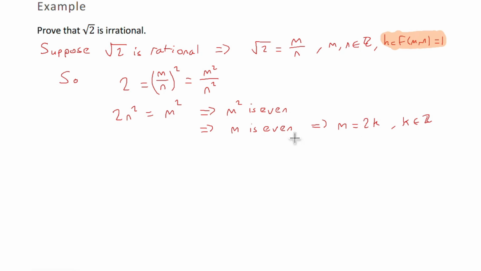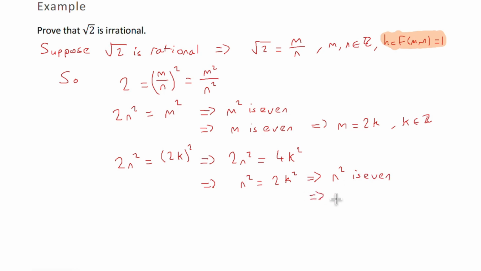Now we're going to substitute that m back into this here. So that means we have 2n squared is equal to (2k) squared. So that means that 2n squared is equal to 4k squared, which means n squared is equal to 2k squared. And that means that n squared is even, which means in turn n is even.